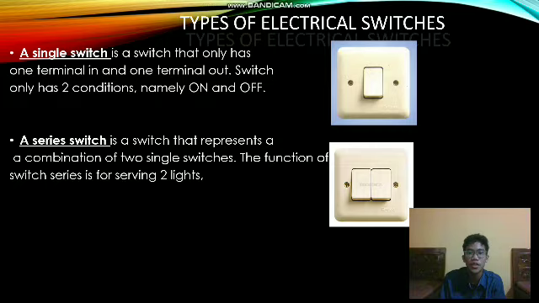Okay. The second picture is a series switch. It is a switch that represents a combination of two single switches. The function of the series switch is for serving two lights, where the lighting condition can vary. For example, one light is on and the other is off, or both lights can light simultaneously too, because basically the switches are combined from single switches.